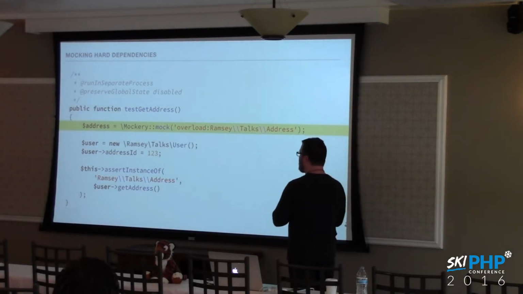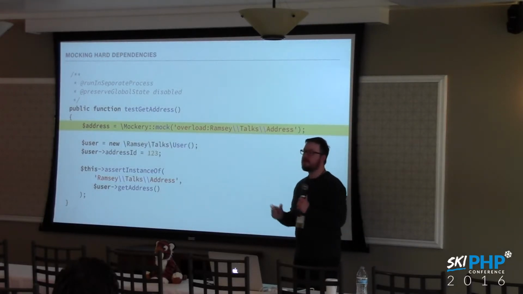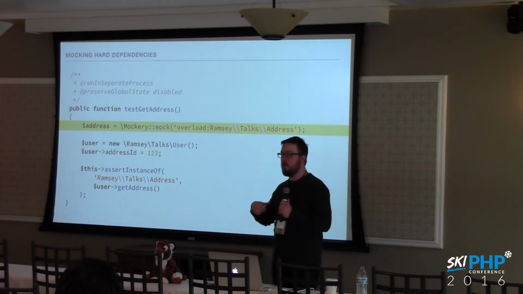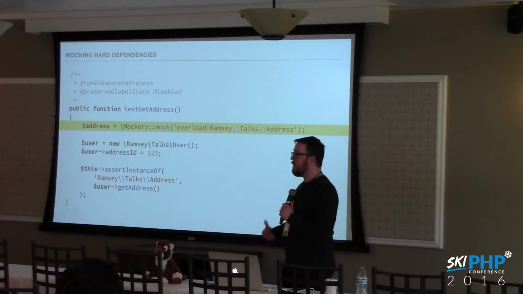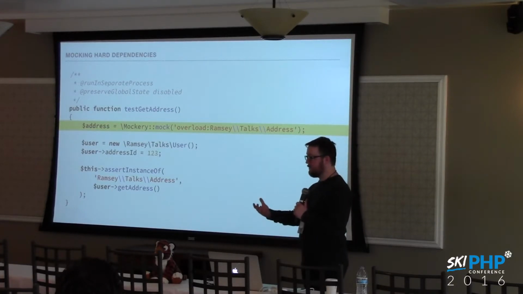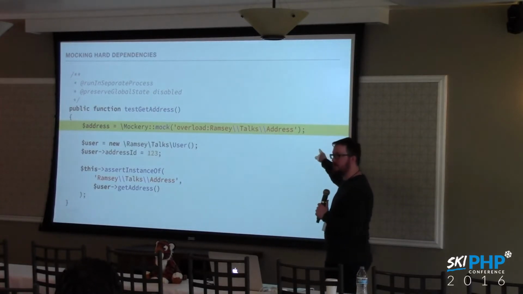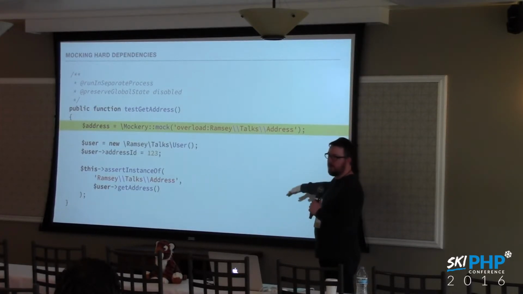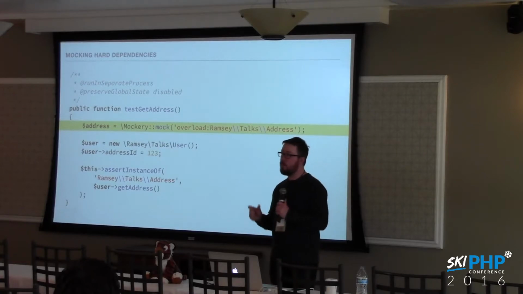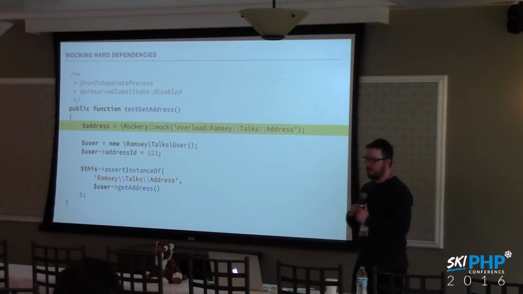The solution, though, is the same, with a slight difference. In the last case, we saw the prefix alias. In this case, we're going to use overload. What this tells Mockery is that anytime we use the new keyword to instantiate this class, the new instance will be a mock instance, and it will inherit all the mock methods that we've defined for Address. Now in this example, I'm not mocking any methods on Address. But if I were to mock a bunch of methods on Address, in our running code, whenever we say new Address, that instance now has all those mocked methods on it.